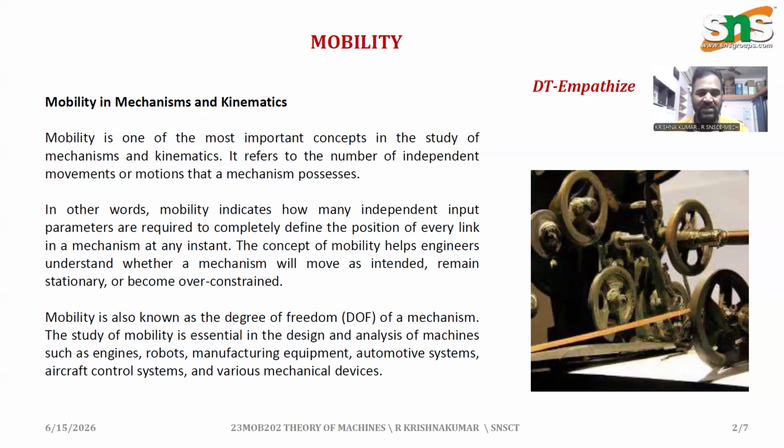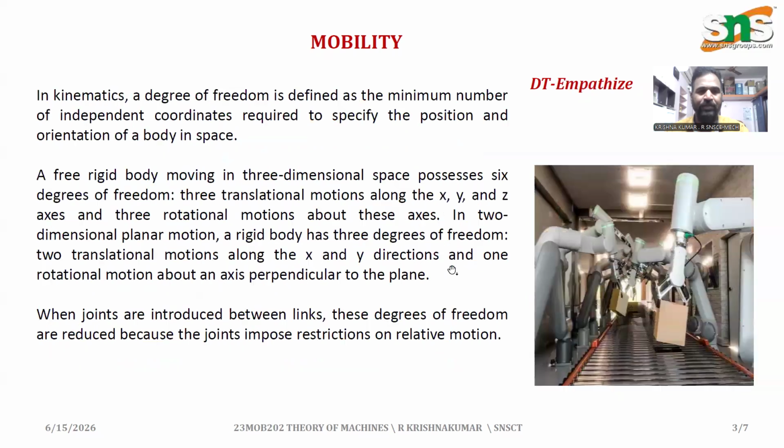The primary objective of mobility analysis is to determine the number of independent motions available in a mechanical system. In kinematics, a degree of freedom is defined as the minimum number of independent coordinates required to specify the position and orientation of the body in space. A free rigid body moving in three-dimensional space possesses 6 degrees of freedom: three translational motions along the x, y, z axes and three rotational motions about the axes. In two-dimensional planar motion, a rigid body has 3 degrees of freedom.